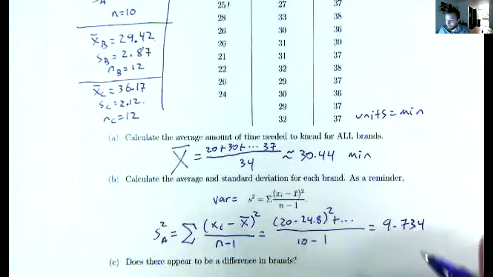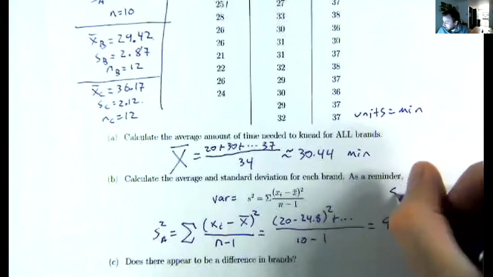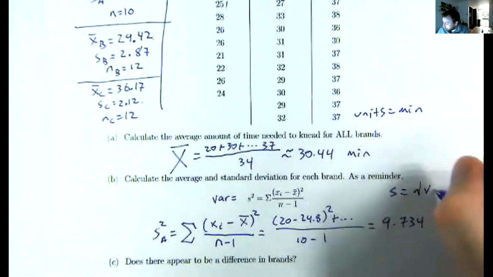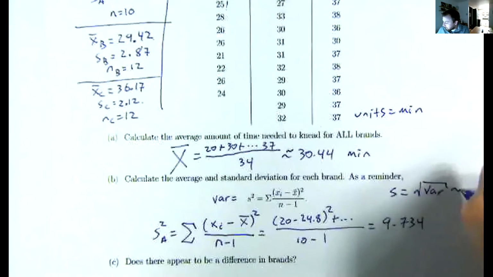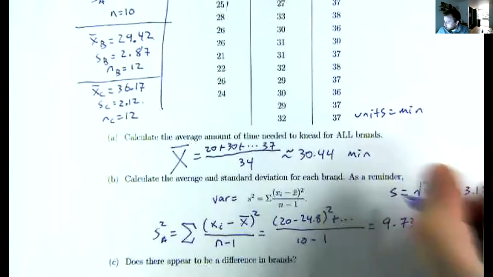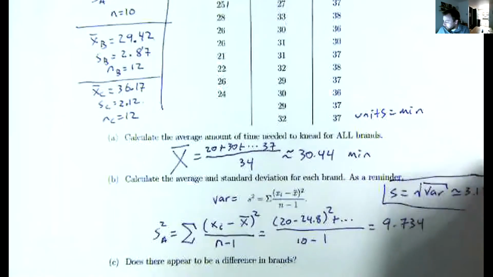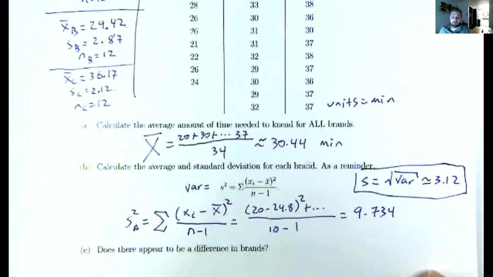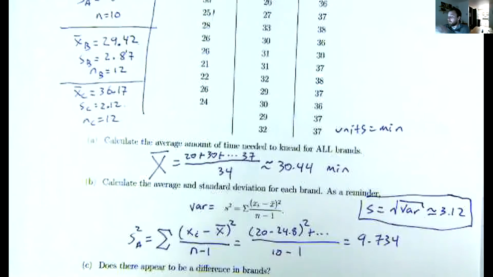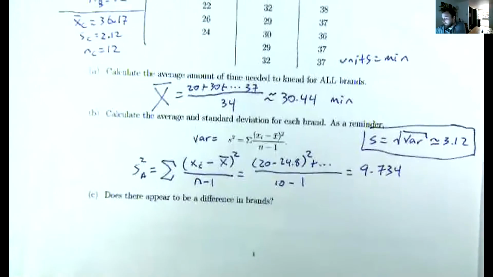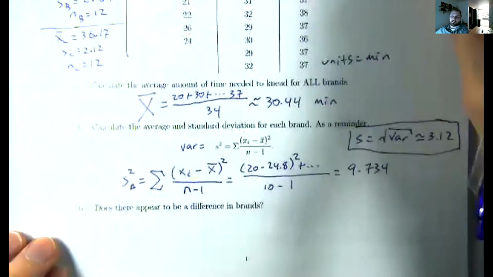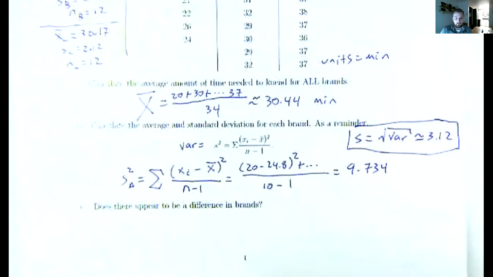9.734 or so. Finally, if I wanted my standard deviation, I took the square root of that variance, and this gave me approximately 3.12. So if you're trying to figure out where that 3.12 came from, I'm just showing you that again from Math 243. This was that setup for finding the variance.